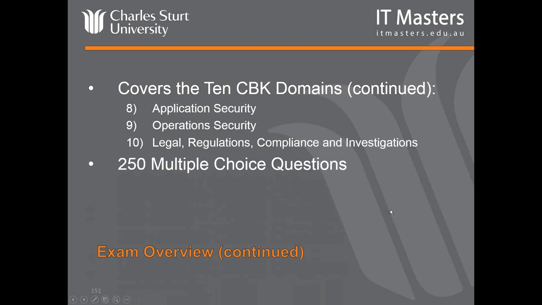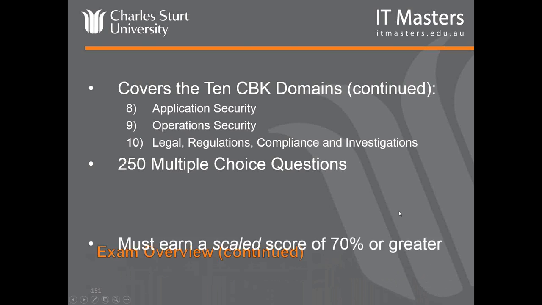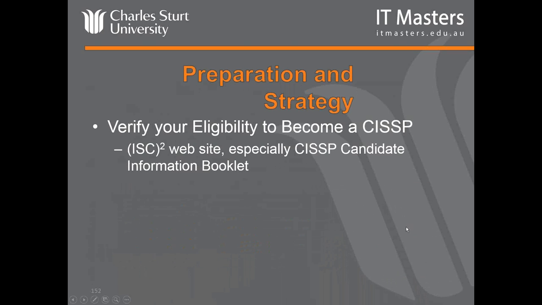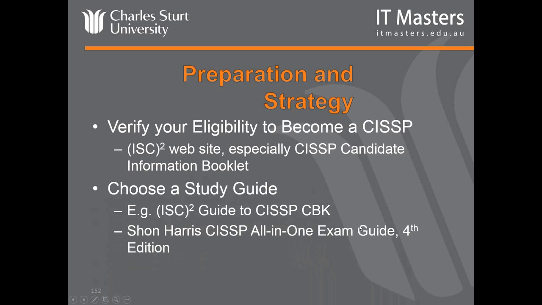Remember, 250 multiple-choice questions. Our one next week won't have all those questions. It will be much quicker and easier than that. But when you do the real exam, it's 250 multiple-choice questions, where you need to earn a scaled 70% or greater. You have 6 hours, and you need to remember, you can become an associate of ISC Squared, but you need to do a whole lot of other things before you're a full CISSP, because it's designed to be a professional certification. Choose a study guide. The ISC Squared Guide to the CBK and Sean Harris's book are both good. Also, we have plenty of stuff out there that will help you.